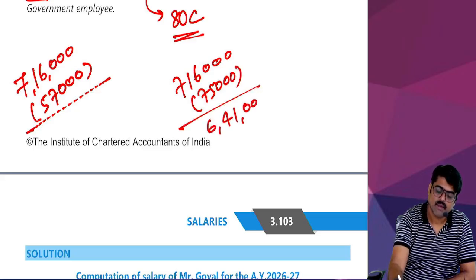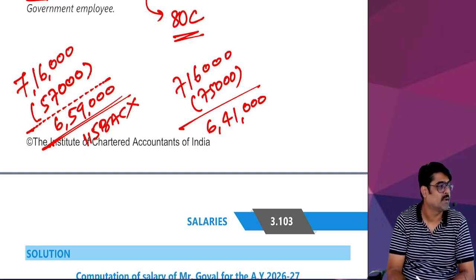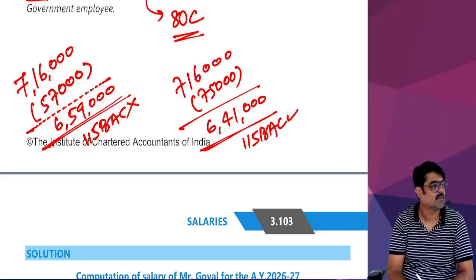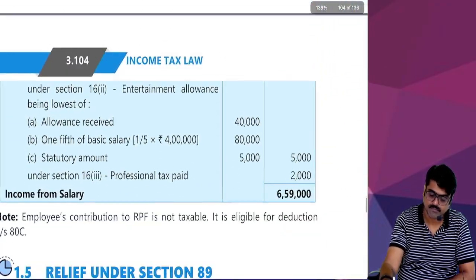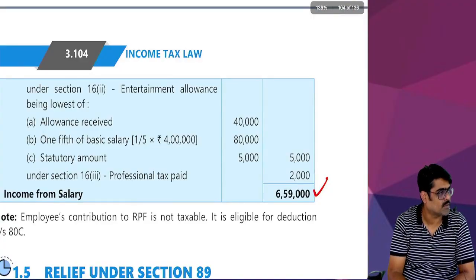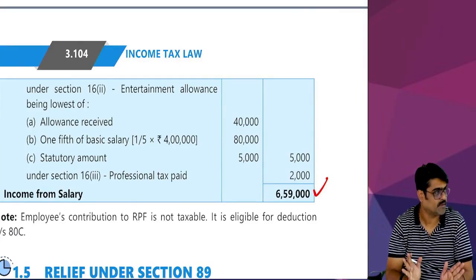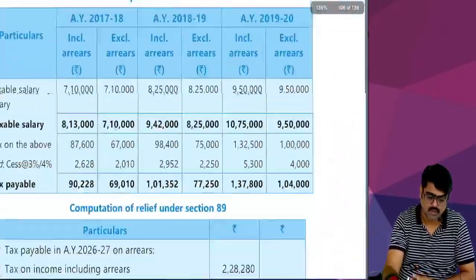6 lakh 59,000. If you don't follow 115BAC, your net taxable salary will be 6,59,000. And if you follow 115BAC, your net taxable salary will be 6,41,000. Everyone got this? See, 6,41,000 and 6,59,000. Since the question was silent, we have calculated in both the ways. Yes or no? Now, relief later on.